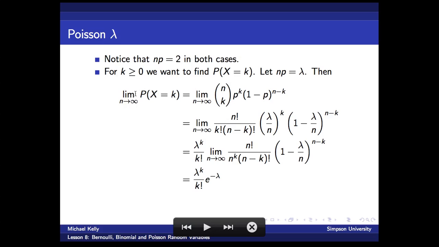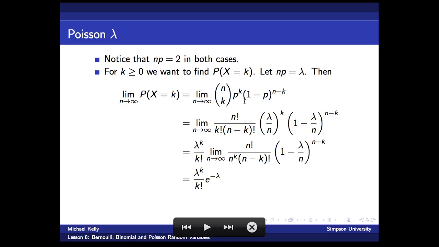Then, for the probability X equals k, we're going to take the limit as n goes to infinity. So we want to keep chopping up time infinitely small. We're going to chop up the intervals into smaller and smaller time intervals. So we have the limit as n goes to infinity of n choose k, p to the k, times 1 minus p to the n minus k. And now we want to plug in these values.